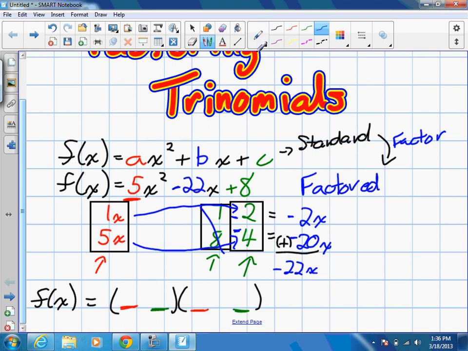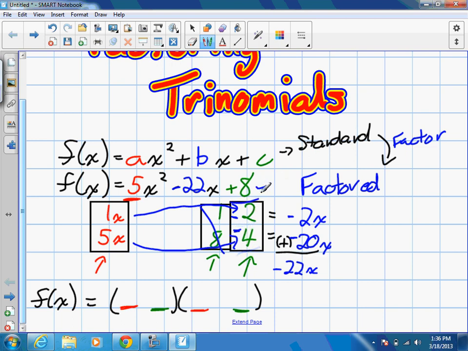Now, why will that work? When I take 1x times negative 2, that'll give us negative 2x. And 5x times negative 4 will give us negative 20x, and those will add to negative 22x. But do they still multiply to our positive 8 factor? What is negative 2 times negative 4? Positive 8. So that does work. Okay? We can't have negative values that multiply to a positive.